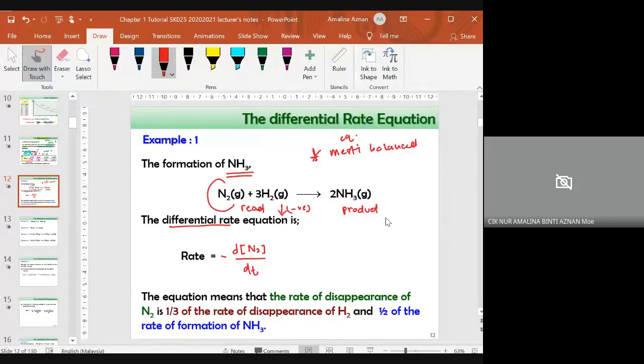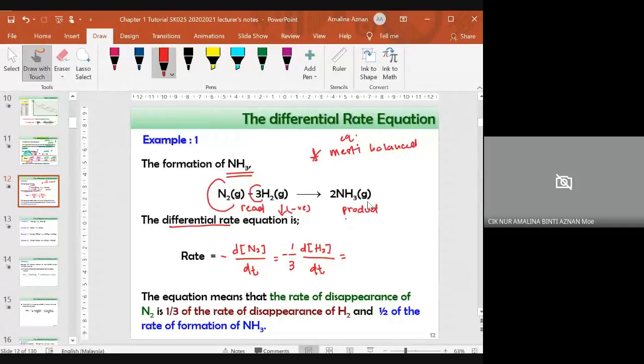Okay. So untuk hydrogen pula, since kamu ada stoichiometry 3 depan ni, akan jadi negatif. Sebab apa? Reactant berkurang kan? So negative 1 over 3 changes in concentration of H2 over dt. Okay.